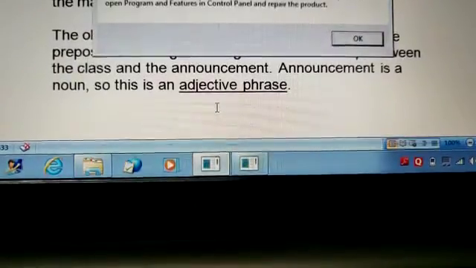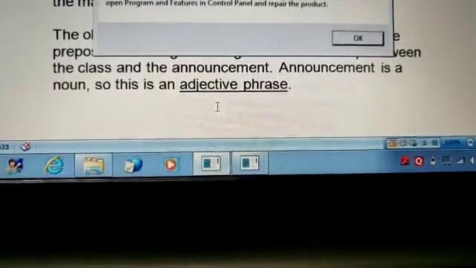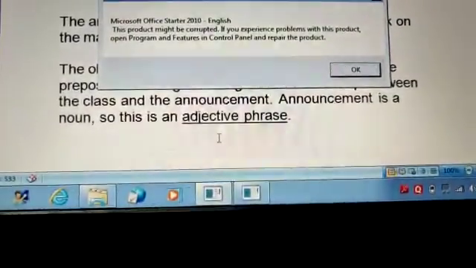Now I want you to open up your English readers to page number 14.